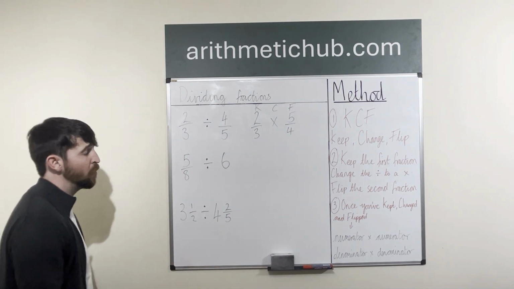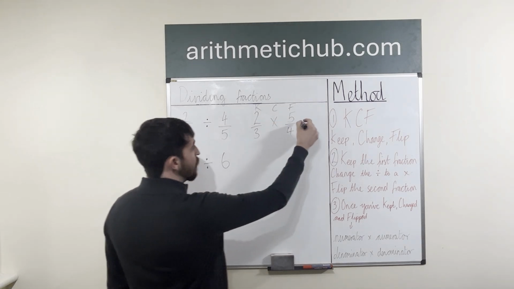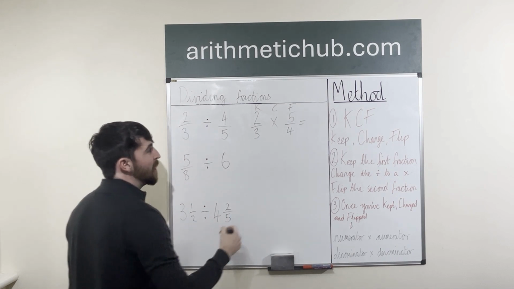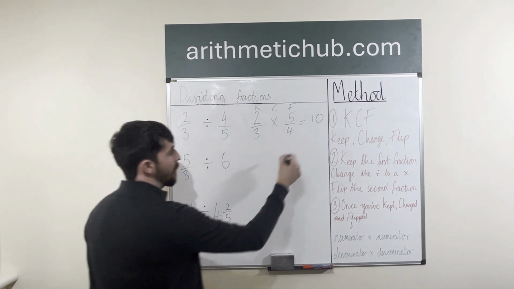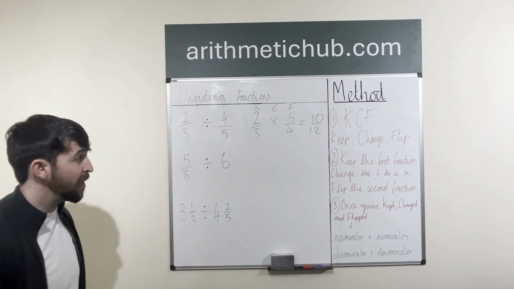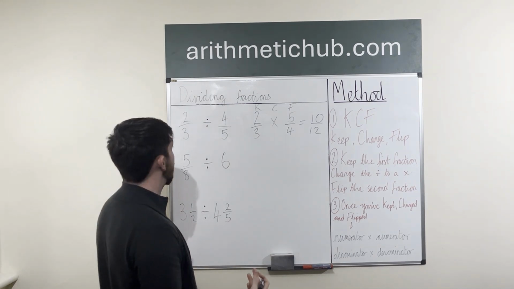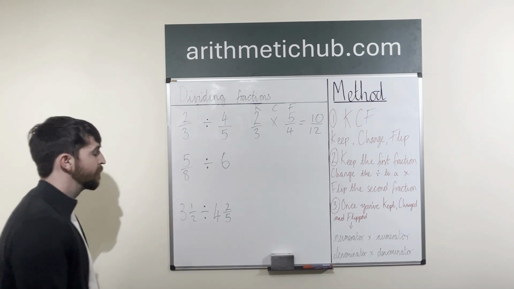And now all we would do is exactly the same method as what we do for when we're multiplying fractions. Numerator times numerator, 2 times 5 is going to give me 10. Denominator times denominator, 3 times 4 is going to give me 12. So for this question, 2/3 divided by 4/5, your answer would be 10/12.